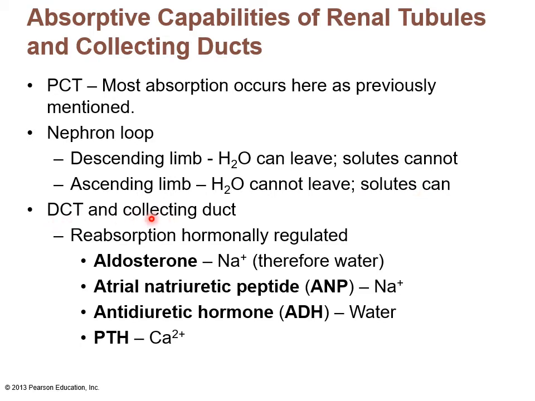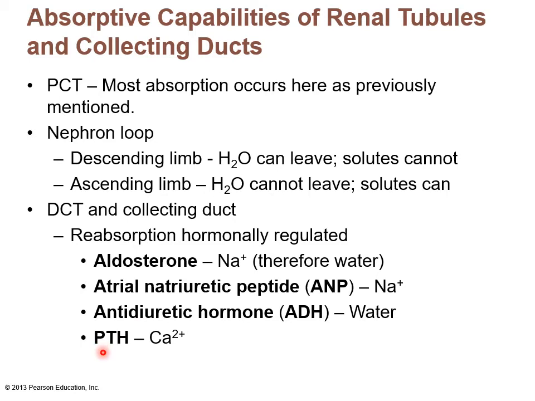Now, the DCT, the distal convoluted tubule and collecting duct, reabsorption is normally hormonally regulated. So in order to have anything happen here, you have to have aldosterone present. And with aldosterone, you will reabsorb more salt and therefore more water. Atrial natriuretic peptide, that is an antagonistic hormone which will cause you to remove salt and reduce blood pressure. And if you're going to be removing sodium, you're going to be retaining potassium. So this one antagonizes the aldosterone effect. Antidiuretic hormone, you're going to hold back water.